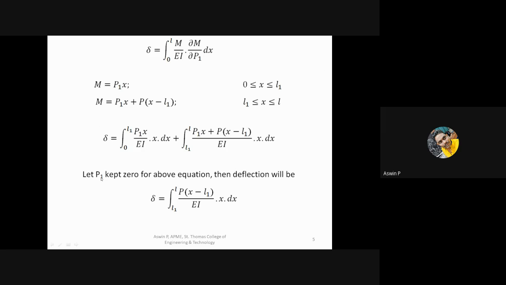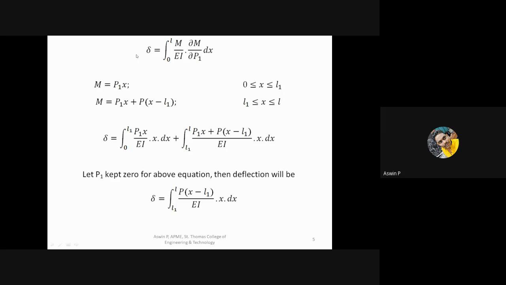That is, let P1 be 0 in the above equation, then deflection will become del is equal to ഈ ടേം 0 ആയി പോകും. P1 എന്നുള്ളത് ആക്ച്വലി ഉണ്ടായിരുന്നില്ല, we have added. നമുക്ക് അവിടെ ഡിഫ്ലക്ഷൻ കിട്ടാൻ വേണ്ടിയിട്ട് ഇല്ലാത്തൊരു ലോഡ് നമ്മൾ ആഡ് ചെയ്യുകയാണ് ചെയ്യുന്നത്. ആ ലോഡ് നമ്മളിപ്പോൾ റിമൂവ് ചെയ്യുവാണ്. റിമൂവ് ചെയ്യണമെങ്കിൽ we should write P1 as 0.